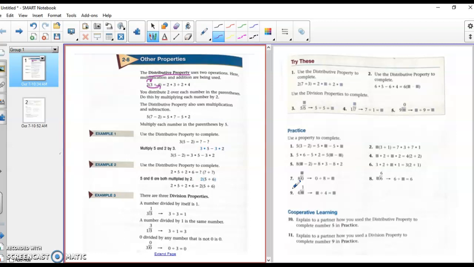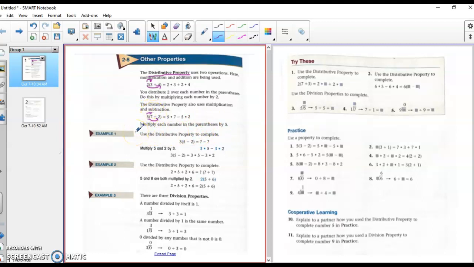The distributive property also uses multiplication and subtraction. So again, 5 times 7 minus 2 equals 5 times 7 minus 5 times 2. So they're going to take the 5 times 7, right there it is, and then they're going to take 5 times 2, and then they kept the subtraction in the middle. That won't always be the same. If you're using integers, that could change. Multiply each number in the parentheses by 5. And that's what I showed you with my little arrows.